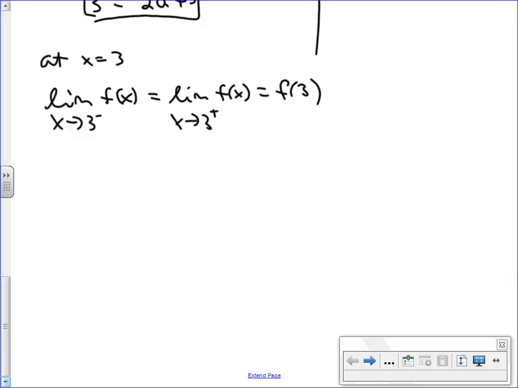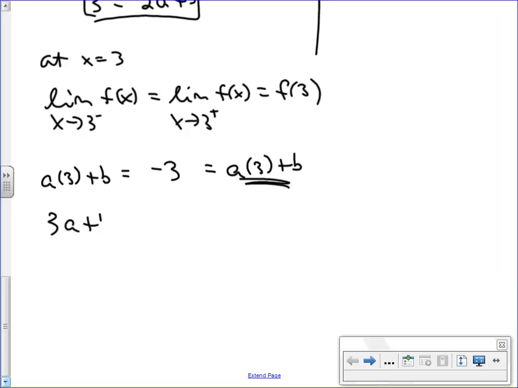So to the left of 3, the middle piece is in control, so you'll say a times 3 plus b. To the right of 3, the bottom piece is in control, negative 3, and that equals f of 3, the middle piece again. And once again, I can leave that off after I've noted that it's there. And I now get this equation, 3a plus b equals negative 3. There's my second piece of information.